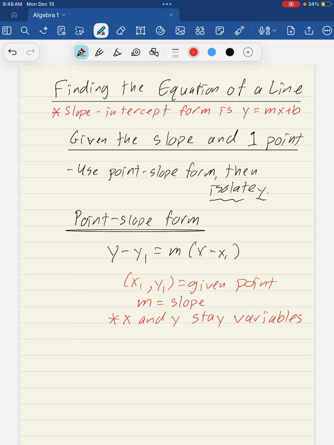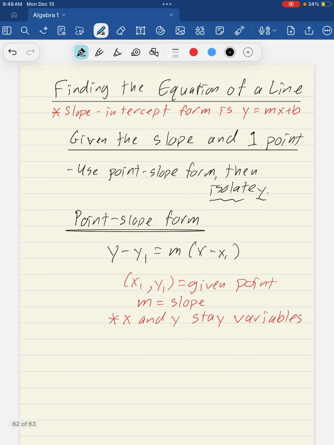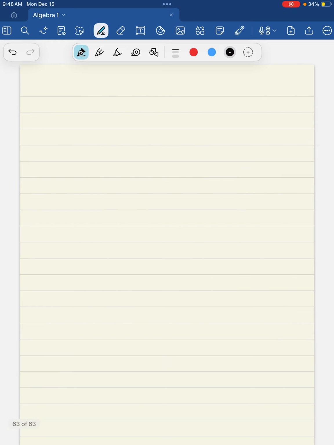So I'm going to do two examples real quick for you. Again, if you need to pause this and write down that formula, that might help. And here we go. So example 1 is if you're given the point -4, -3, and your slope equals 2.